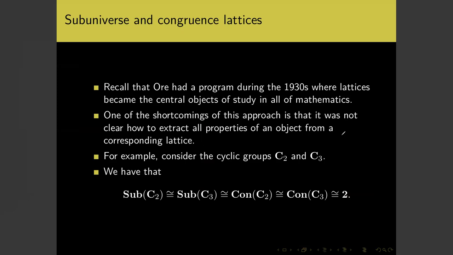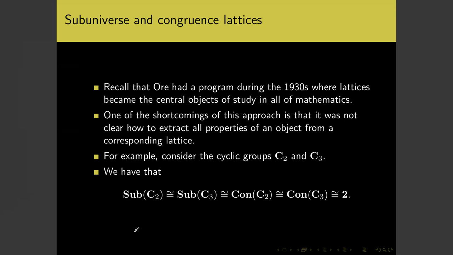There are many ways, as we've already seen, and we'll see more, to associate a lattice to a given mathematical object, like an algebra or a topology. However, it's not really clear exactly how to do this for a general mathematical object in a way that captures all of the properties that you'd like to capture. So for example, let's consider the cyclic groups C2 and C3 of order 2 and 3, respectively.